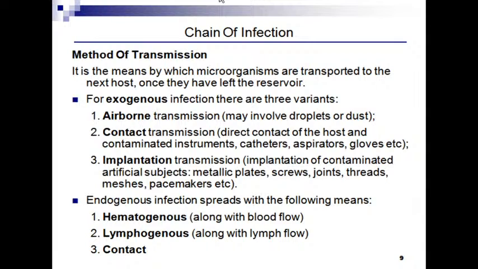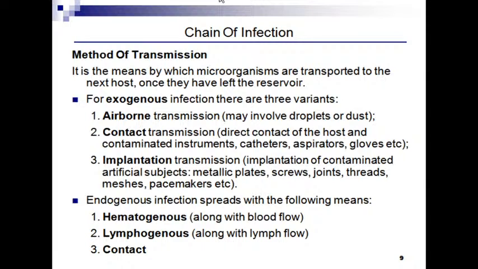Methods of transmission. Fourth step of the chain is the method of transmission. It is the means by which microorganisms are transported to the next host once they have left the previous reservoir of infection. For exogenous infection, there are three methods of transmission. Airborne transmission may involve droplets or dust. Contact transmission: direct contact of the host with contaminated instruments, catheters, aspirators, gloves, etc. Implantation transmission: implantation of contaminated artificial objects such as metallic plates, screws for metal osteosynthesis, artificial joints made of ceramic or metal, threads for sutures, meshes for strengthening of abdominal wall, pacemakers, and other devices.